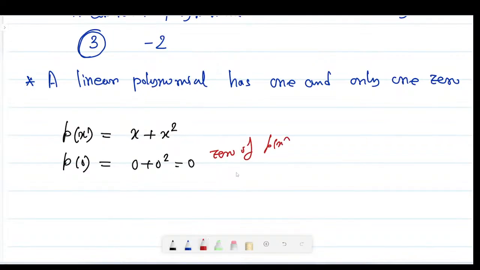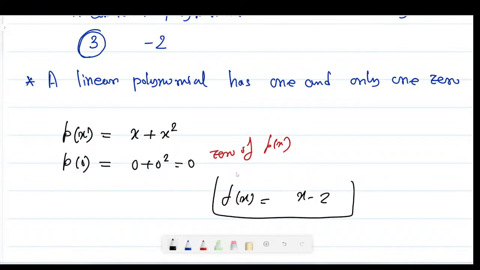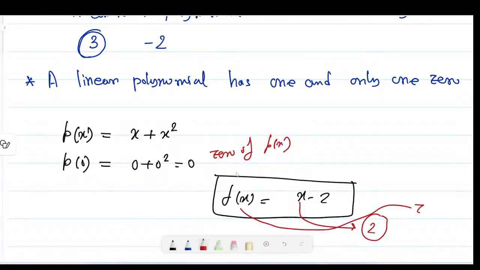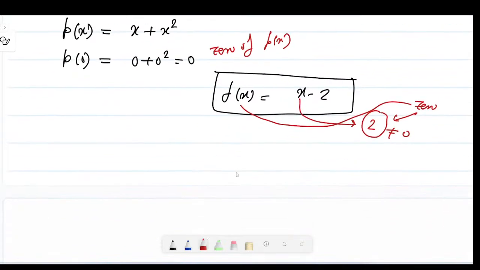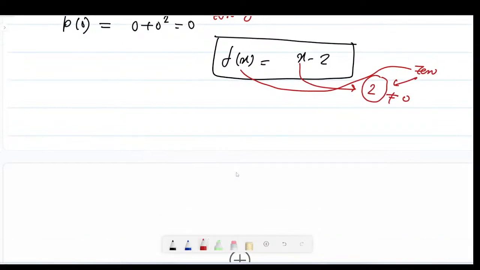this polynomial. But on the other hand, if I have a polynomial like this, x minus 2, here we can find that only the value 2 is the 0 of the polynomial f of x, but 0 is not a 0. So it is not necessary for 0 to always be the 0 of a polynomial.